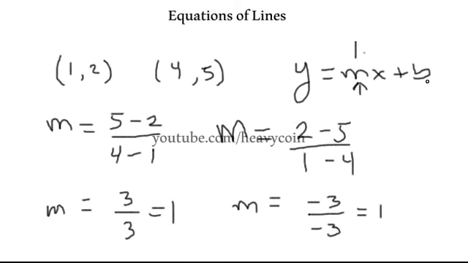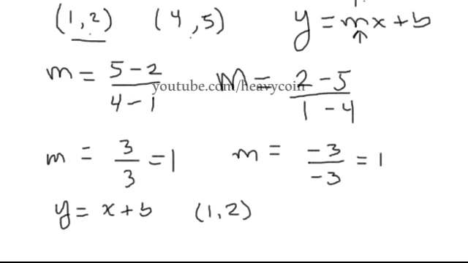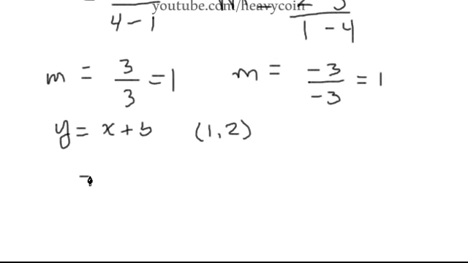Well, we know what our slope is. m is 1. Now we want to find b. Now it doesn't matter which one of these ordered pairs we use. I'm going to use this one here. So y is equal to, m is 1, so I'm just going to write x plus b. Alright, and we're going to use the point 1, 2. And so 2 is y, 1 is x, and we want to solve for b in this problem, so therefore b is equal to 1.